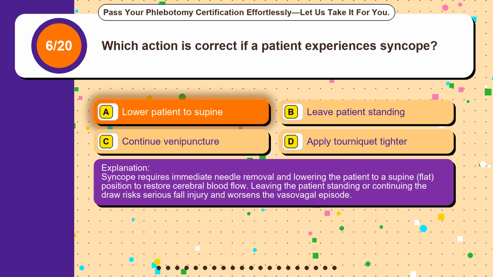Syncope requires immediate needle removal and lowering the patient to a supine, flat, position to restore cerebral blood flow. Leaving the patient standing or continuing the draw risks serious fall injury and worsens the vasovagal episode.